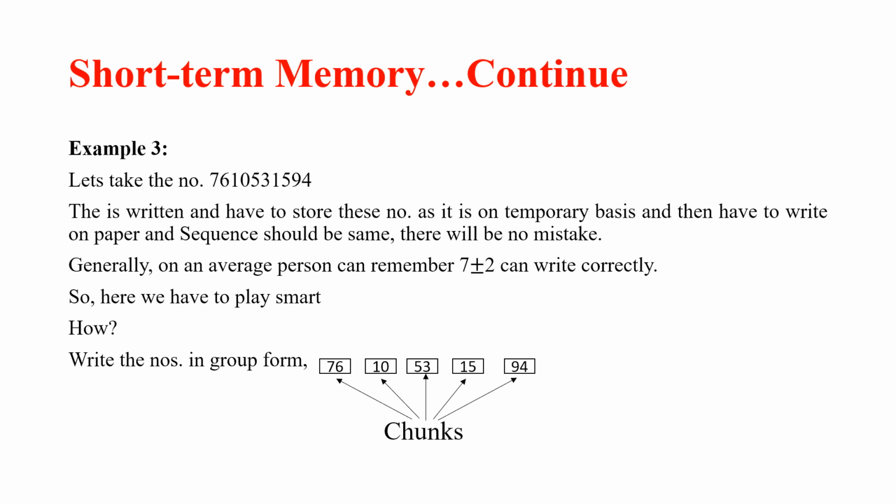So as you can see, the number 7610531594 is written in the form of groups. 76 is one group, 10 is another group, 5315 and 94 are different groups. These are nothing but chunks. The benefit of writing into chunks is that it helps you remember the number easily.